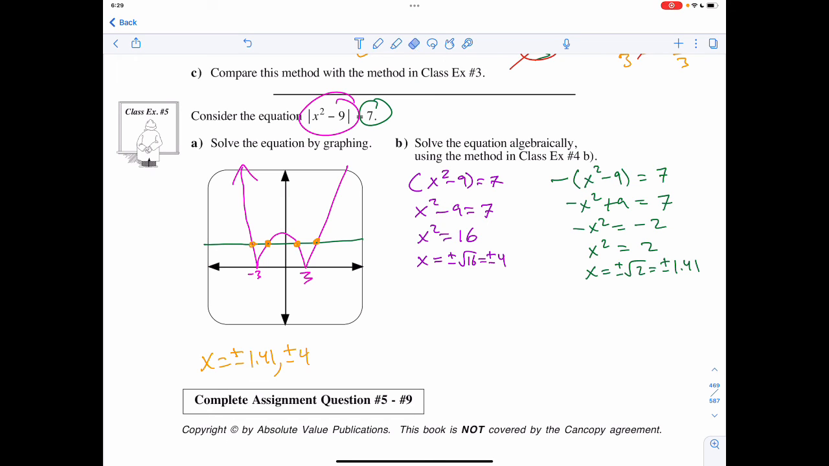Now, we know that we want to keep the exact value, so we're going to just leave it as positive or negative square root of 2, even though through the graph it's going to round it. And then when I verify all 4 of those, they all work. All right, go ahead and get some practice.